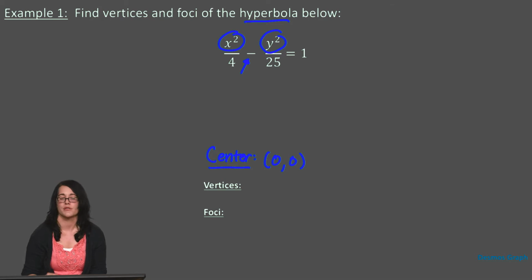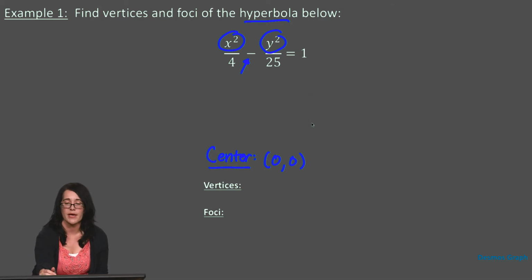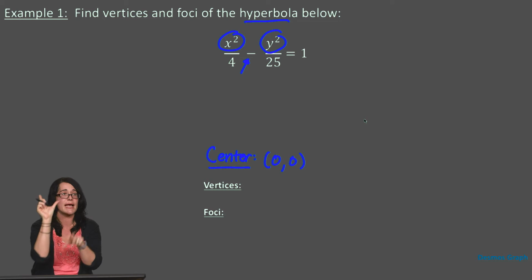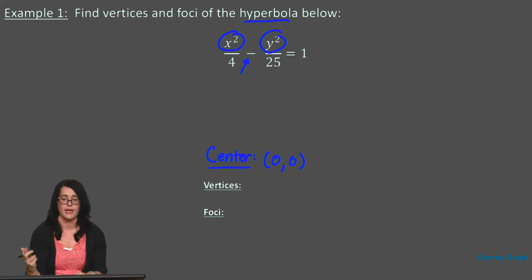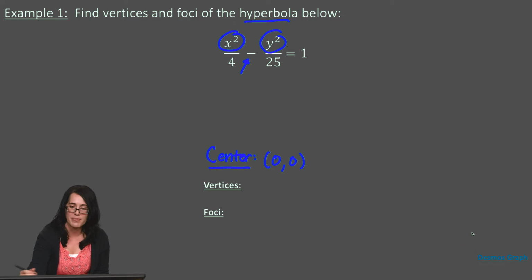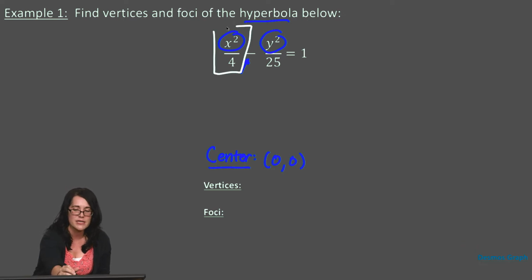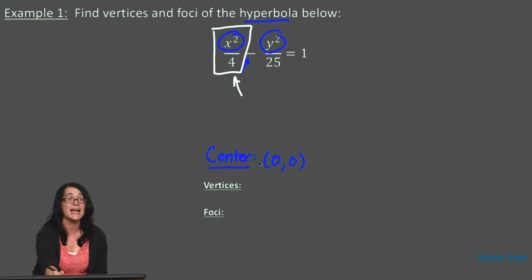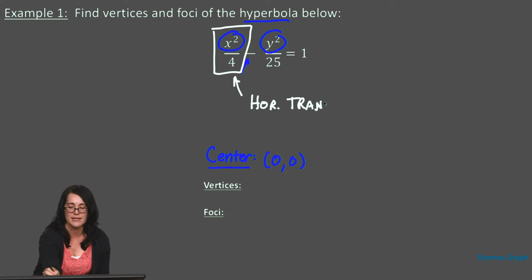Other things to notice. We need to know how this is oriented. In other words, are my hyperbolas opening up and down, or are they opening left and right? And to determine that, do we look and see who has the bigger number, or what else? That's right, we look at who's positive. There you go. So we say, who's the positive term? This time, x is the positive term, because there's no negative sign in front of it, meaning that this is a horizontal transverse axis.